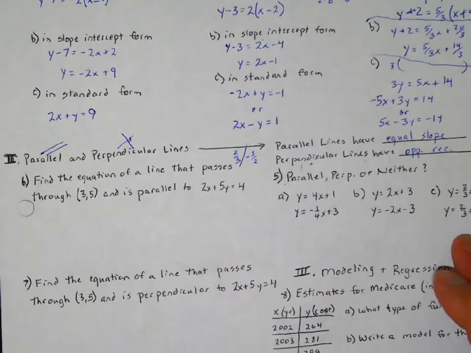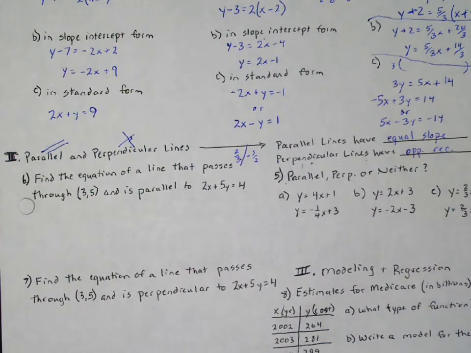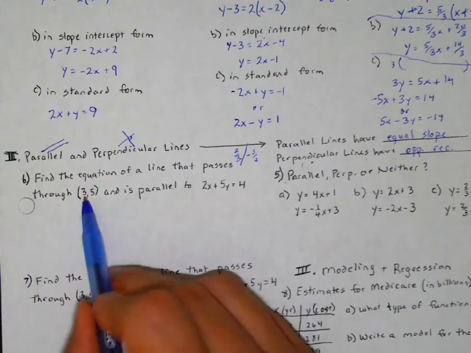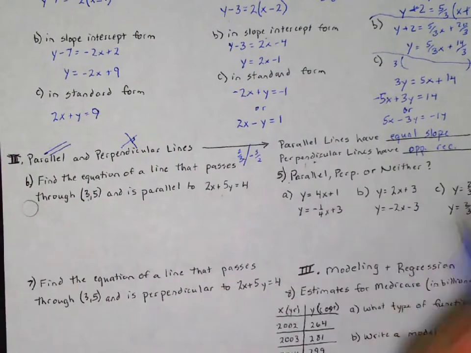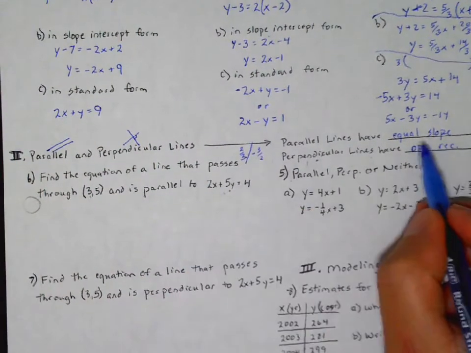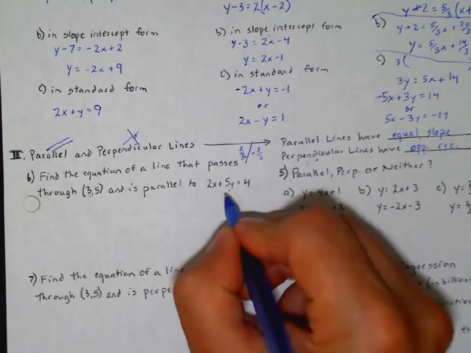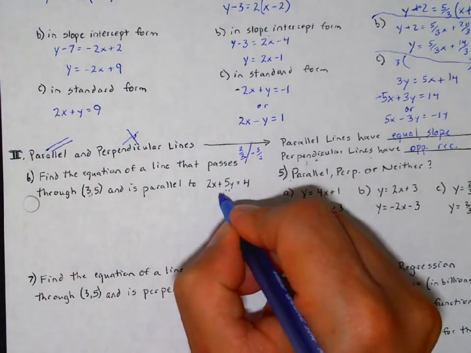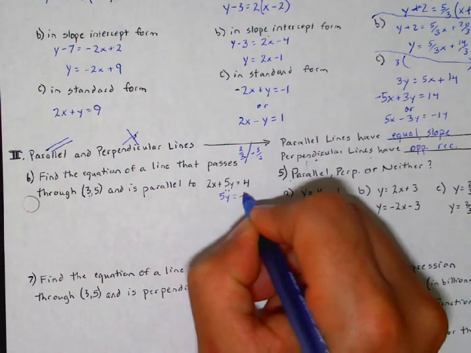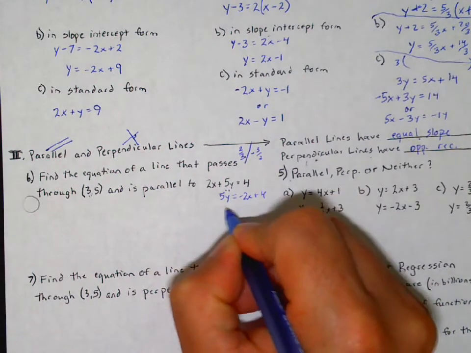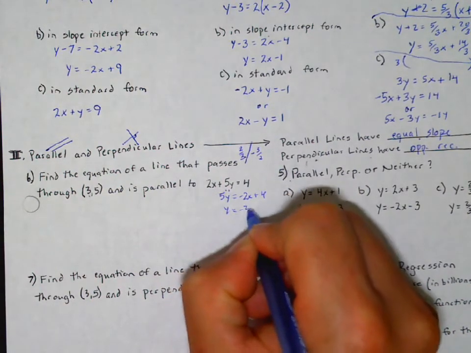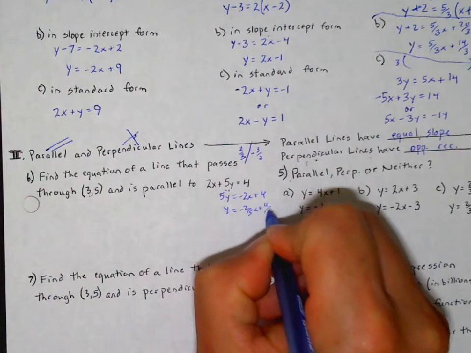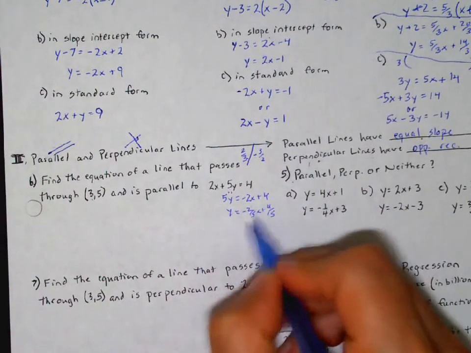Okay, so let's go to number 6. Find the equation of a line that passes through this point and is parallel to this line. If I know it's parallel to this, I know it has to have an equal slope, right? So first I have to find the slope by solving for y. I'm going to subtract the 2x over, divide by 5. Okay, so you can see my slope is 2/5.